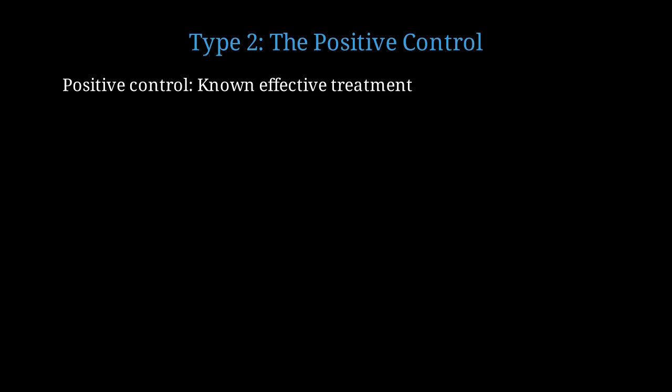The second type is a positive control. This is a treatment known to produce a specific effect. A positive control uses a treatment that is already known to work. This verifies that your experimental system is capable of detecting an effect. For example, if you're testing a new antibiotic against bacteria, you might include a positive control using a well-established antibiotic like penicillin. This confirms your bacteria can be killed and your methods work.